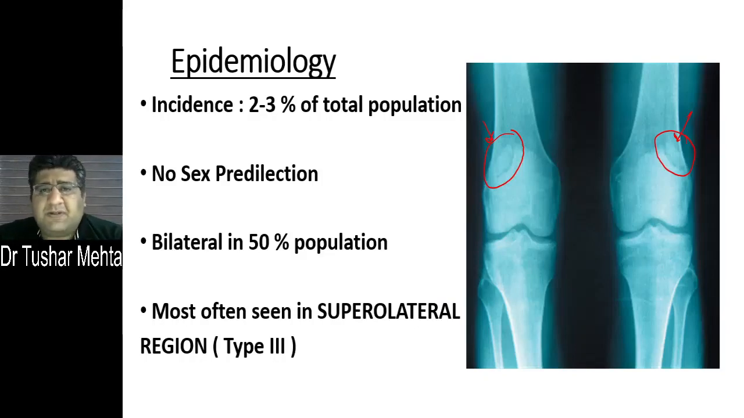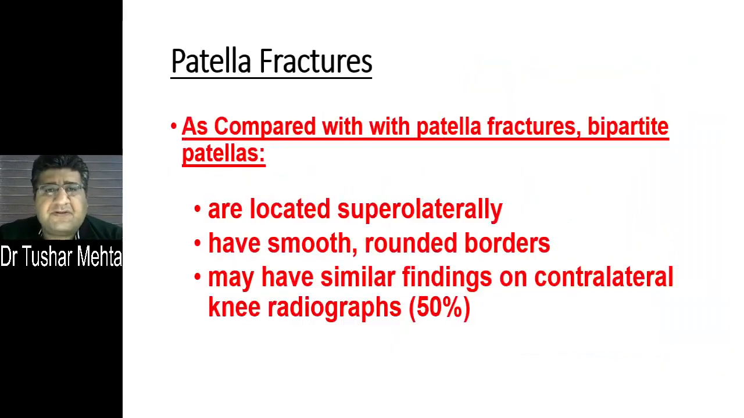It is not possible, right? So the difference is, number one, bipartite patella is usually seen in the supralateral part, in 75% of cases. Number two, there are smooth rounded borders. Number three, bipartite patella will usually be bilateral. So anytime you're confused between a bipartite patella and a patella fracture, you always ask for an X-ray of the contralateral, the opposite side also.